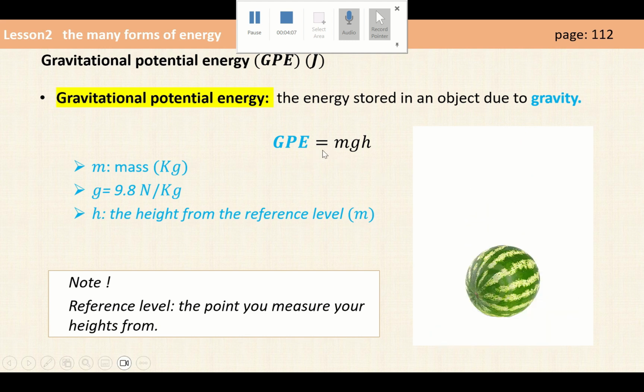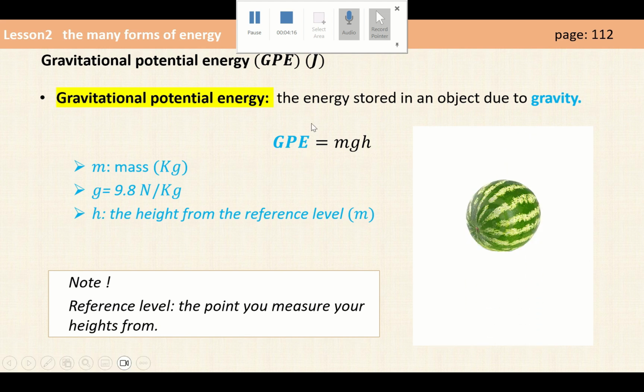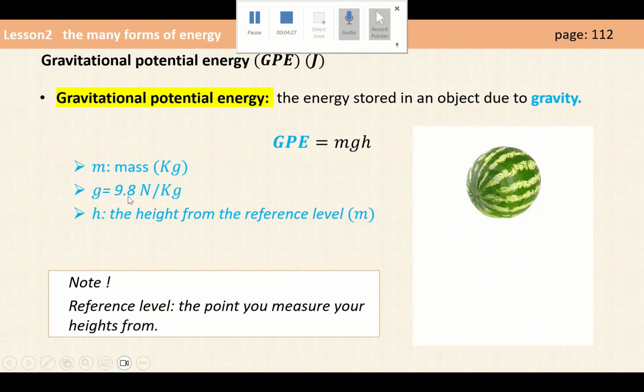We can calculate the gravitational potential energy by using this equation. The gravitational potential energy stored in an object lifted above the ground is equal to the mass in kilograms multiplied by g, which is the gravitational field, and on Earth it is equal to 9.8 newtons per kilogram, multiplied by h, which is the height from the reference level. That makes the equation GPE equals mgh.